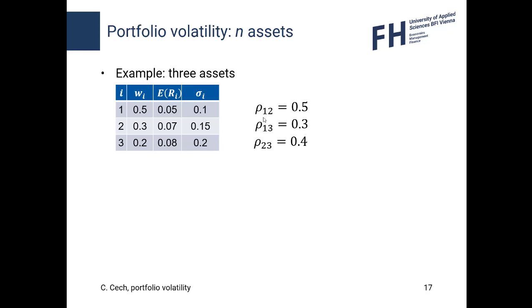Here you can see the pairwise correlations. So the correlation between asset 1 and asset 2 is 50%. Between asset 1 and asset 3 it's 30%, and between asset 2 and asset 3 it's 40%. For step 1a, we must now calculate for every constituent Wi squared times sigma i squared, and then add the results.